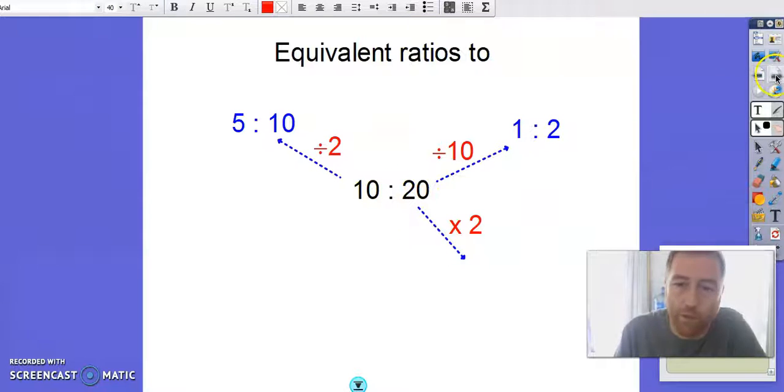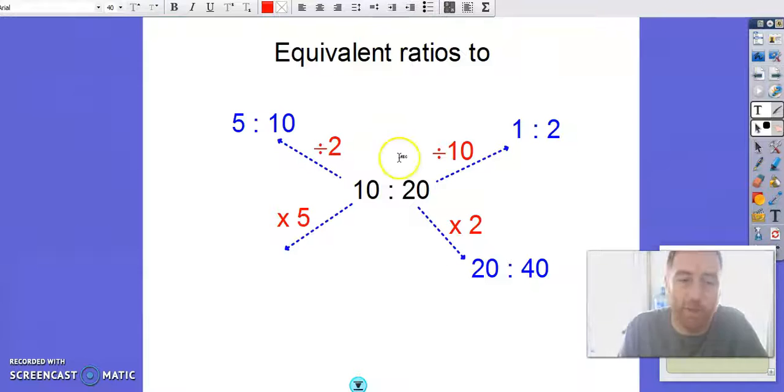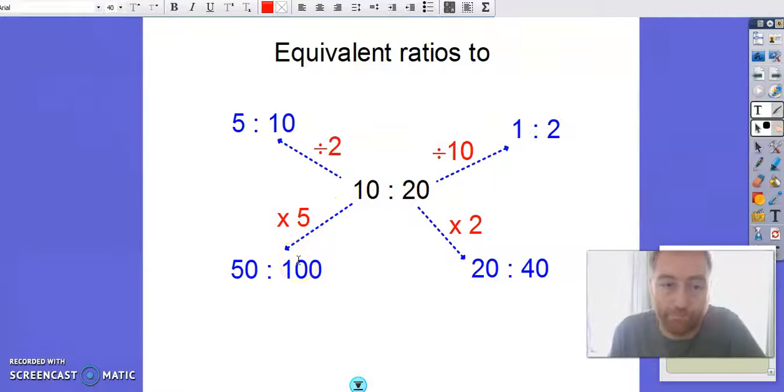Let's look at some multiplying ones now then. Multiply both sides by 2, and we still get an equivalent ratio. 10 times 2, 20 times 2, 20 to 40, equivalent ratio. And another one. Let's try multiplying by 5. So what's going to happen to this? Have a little think. What's this ratio going to become when I multiply by 5? It becomes 50 to 100. Now you'll notice in all of these ratios, the number on the right is double the number on the left. It's multiplied by 2. And with ratios, these two numbers will always have the same link. They'll always multiply by the same thing.